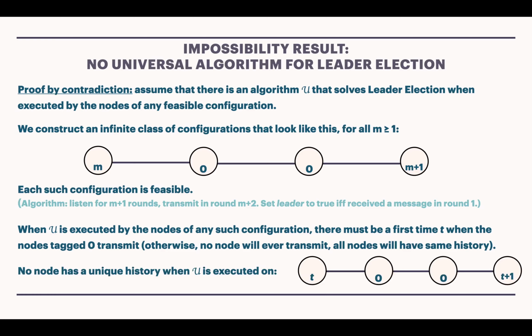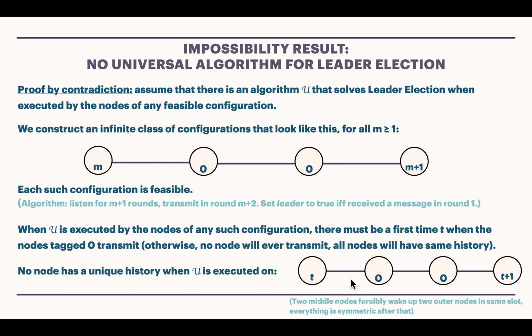And so once you have this time t, you could think about this configuration here where the two middle nodes have tag 0, the leftmost node has tag t, and the rightmost node has tag t plus 1, and you can run the algorithm U on this particular configuration. When these two middle nodes transmit in time slot t, that transmission is going to forcibly wake up the two outer nodes, and so they're going to wake up at the same time instead of at different times as they were scheduled.